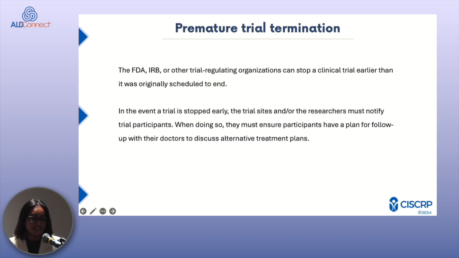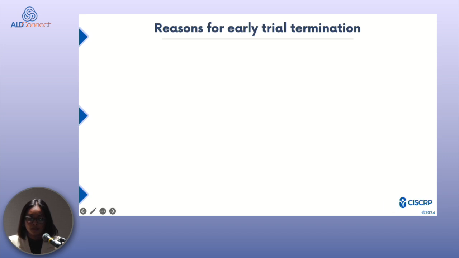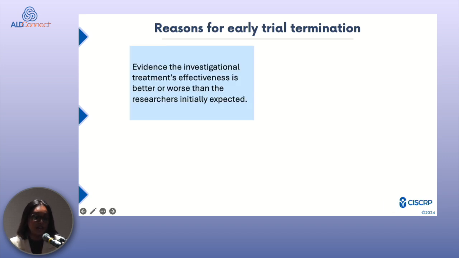In the event a trial is stopped early, the trial sites and or the researchers must notify the trial participants, and when doing so, they must ensure the patients have a plan for follow-up with their doctors to discuss any alternative treatment options. So some reasons for early trial termination. One can be that there's evidence that the investigational treatment's effectiveness is better or worse than the researchers initially expected.